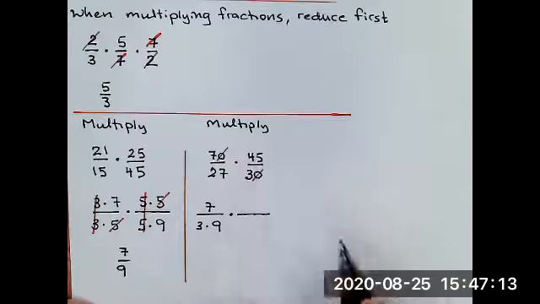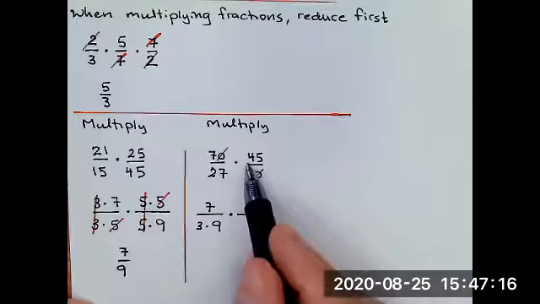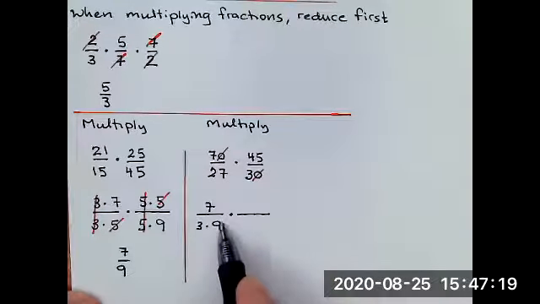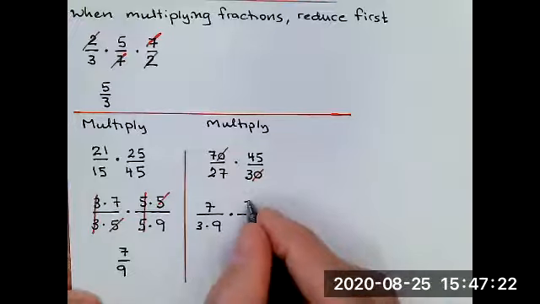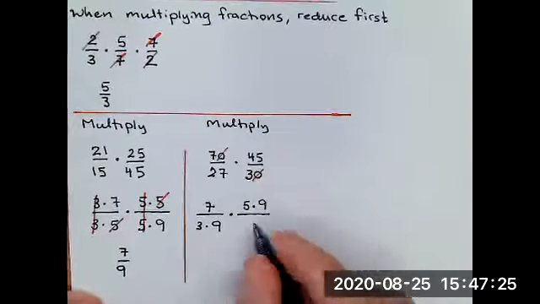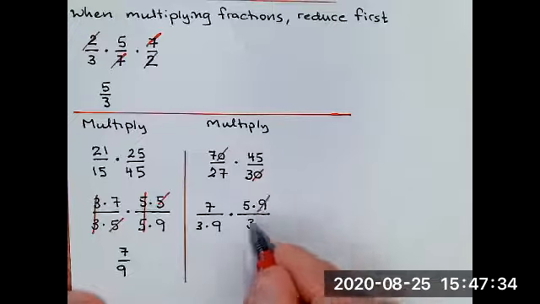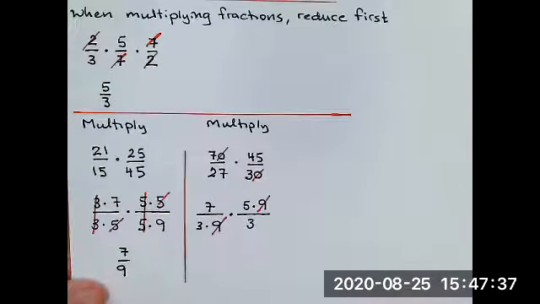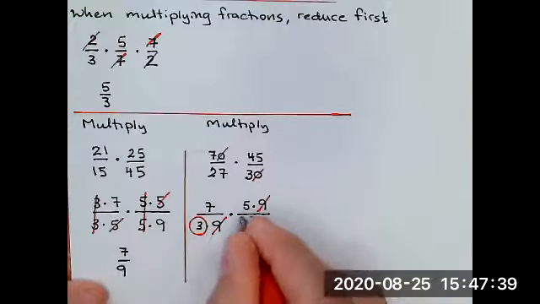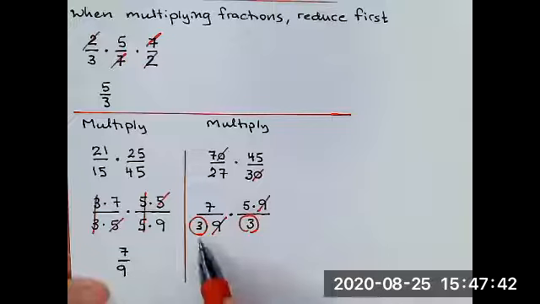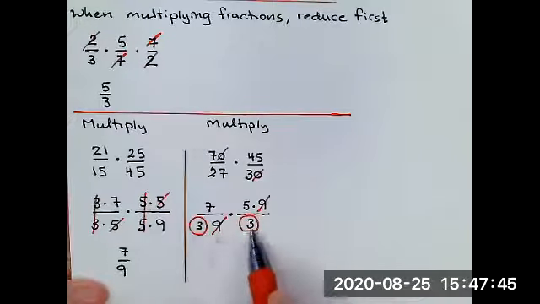45, again, we could go 3 times 15 or 5 times 9. I'm looking at this 9 here, so I think I'll go with 5 times 9. It's okay if you start differently though, as long as you keep going and keep reducing, you'll get the correct answer. So 9 over 9 is equal to 1. And you might be eyeballing these 3's, thinking those cancel, but because they're both in the denominator, they do not cancel. We get 7 times 5 over 3 times 3, which is 9.